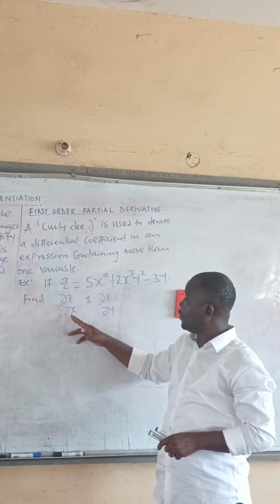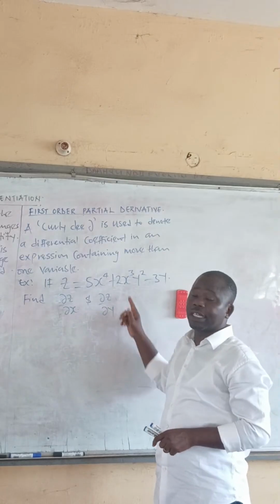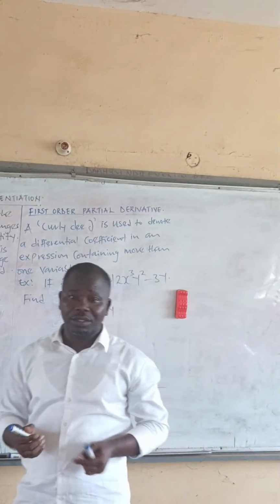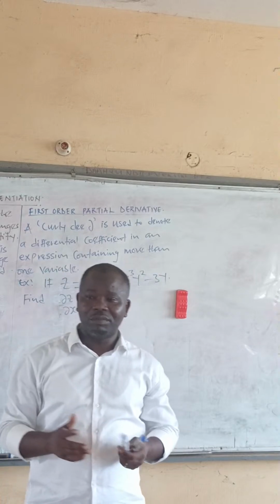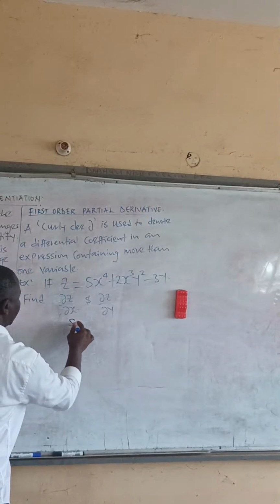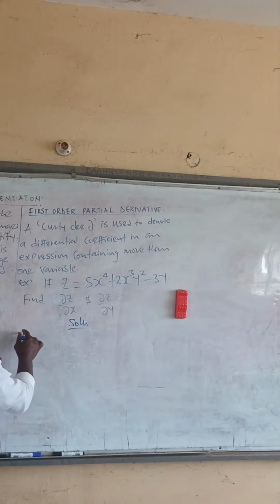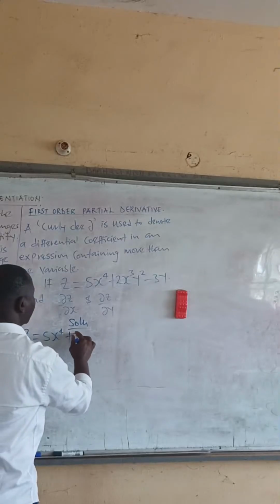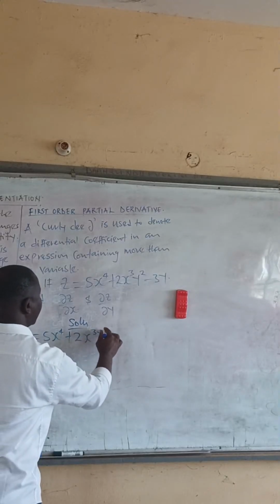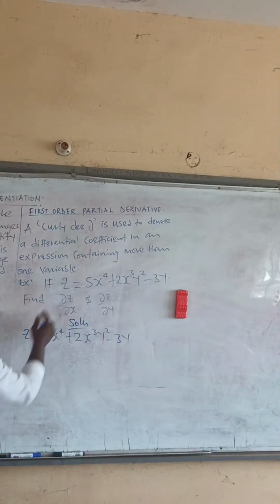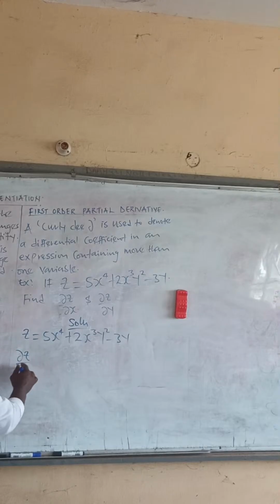They said at first with respect to x, secondly with respect to what? Y. So as long as you know how to differentiate, I don't think you have any problem. So let's get together. Here is the right solution: our z is equal to 5x raised to the power 4 plus 2x raised to the power 3 y squared minus 3y. So let us find partial z all over partial x, which is the same as z subscript x.